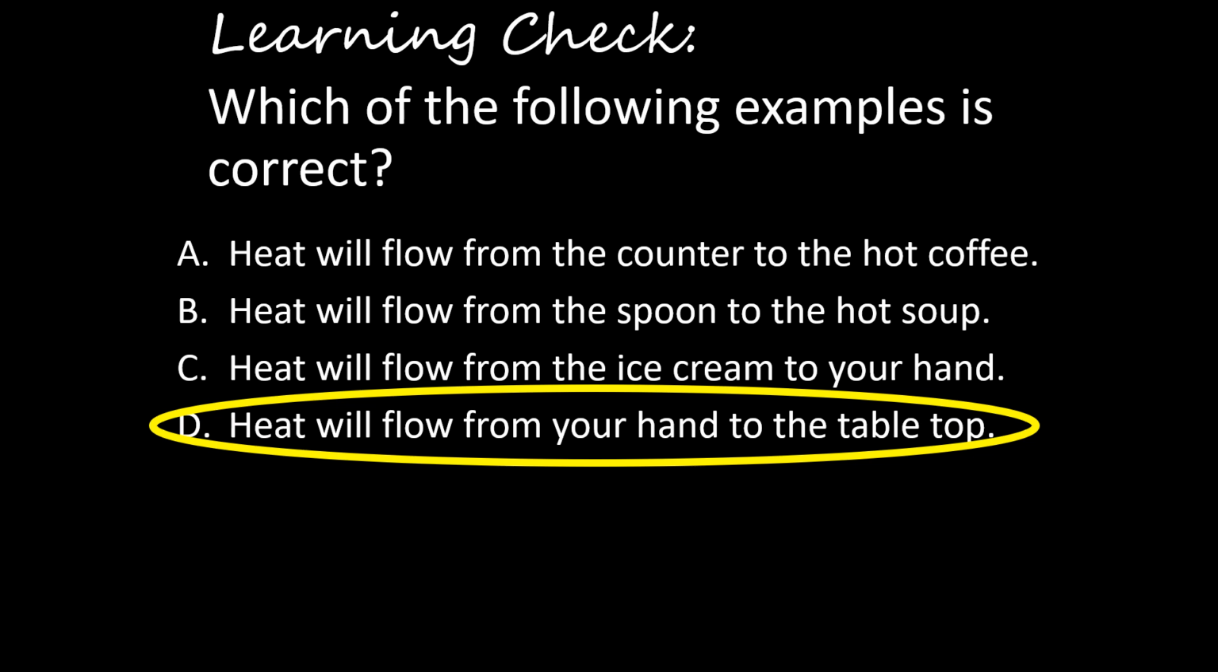So the other ones we're trying, so A says from the counter to your hot coffee. The hot coffee is hotter, so it should go from coffee to counter. Similar with B, it should go from the soup to the spoon because the soup is hotter. Similar in C, your hand is hotter than the ice cream, so it should go from your hand to the ice cream. If we think about our science tabletops, right, those tend to feel cold. So they feel cold because your hand is giving away the energy to the tabletop. So you're losing energy that's going into the table. So that's the direction of heat flow from you to the table. So that energy will transfer again until they are the same temperature.